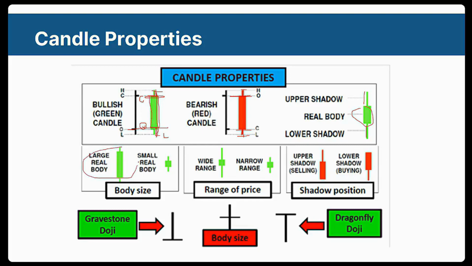This is a large body candle. This is a small body itself. You can see that the price traveled a lot, but the open and close are nearby. This is a wide range, and this is a narrow range candle. And as I said, this is the upper wick.